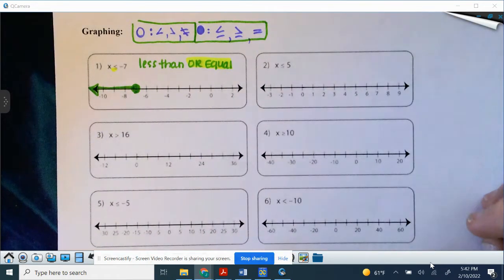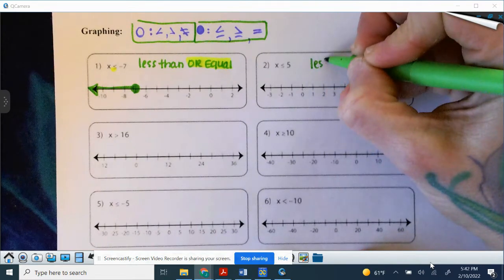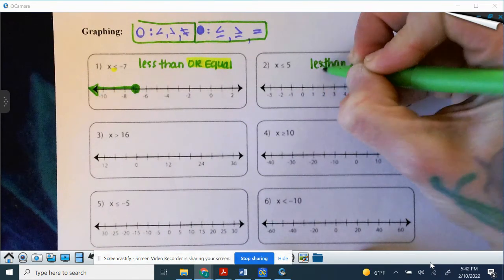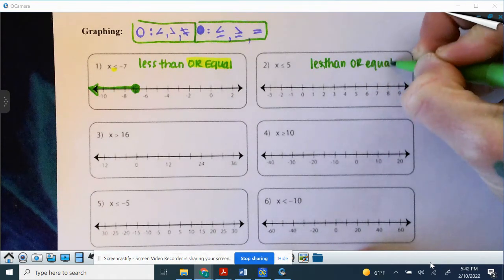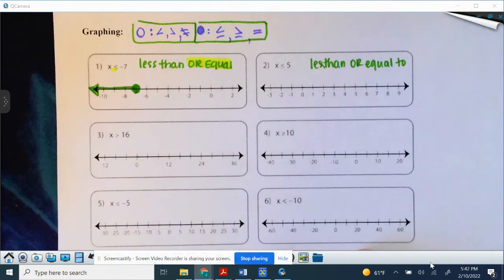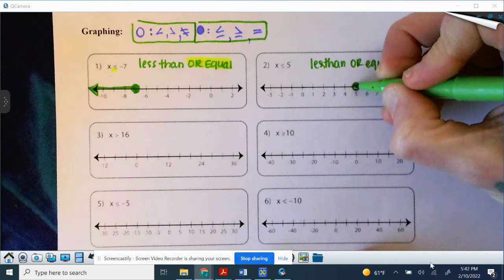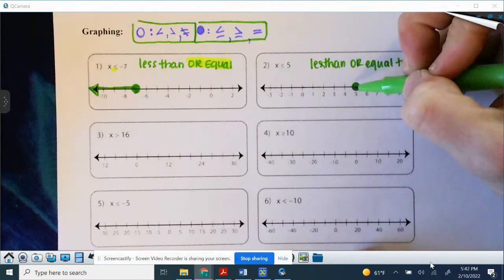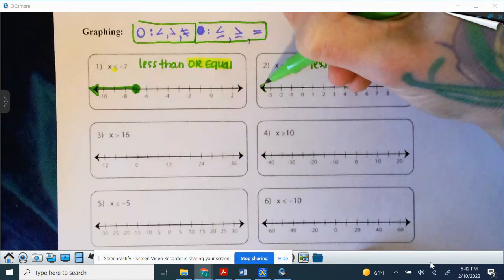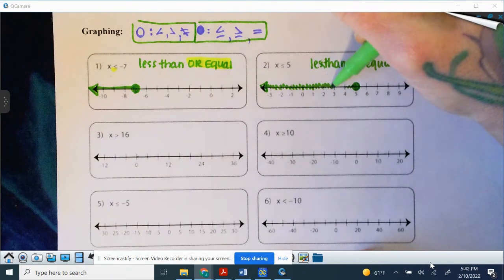So number 2 is x is less than, and I left out an "or equal," sorry, or equal to. And so that means we're going to have a closed circle at 5. So we're going to open a circle at 5. The equal part makes us close it in, and x is less than, so we're going to shade to the left. All the numbers smaller than 5.